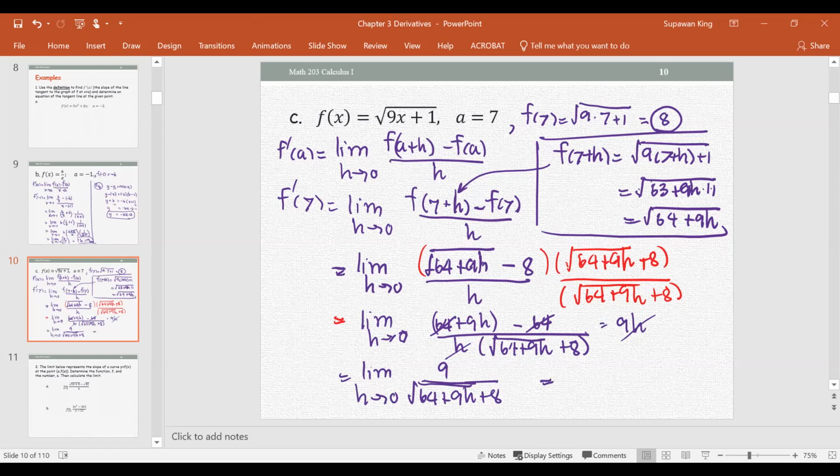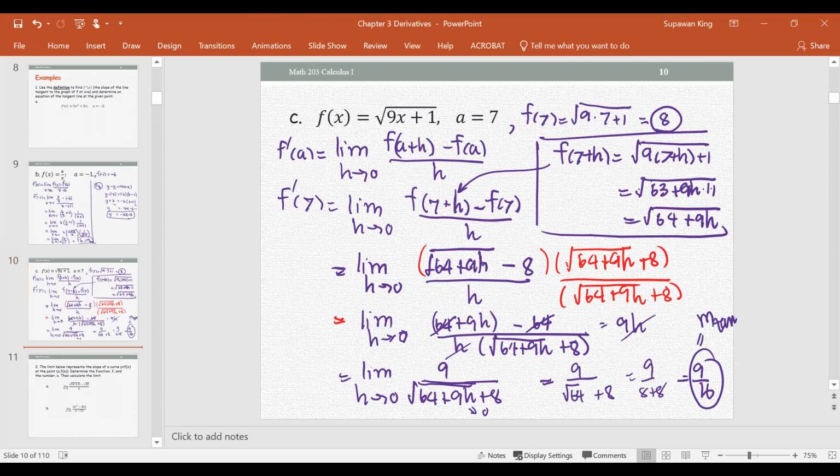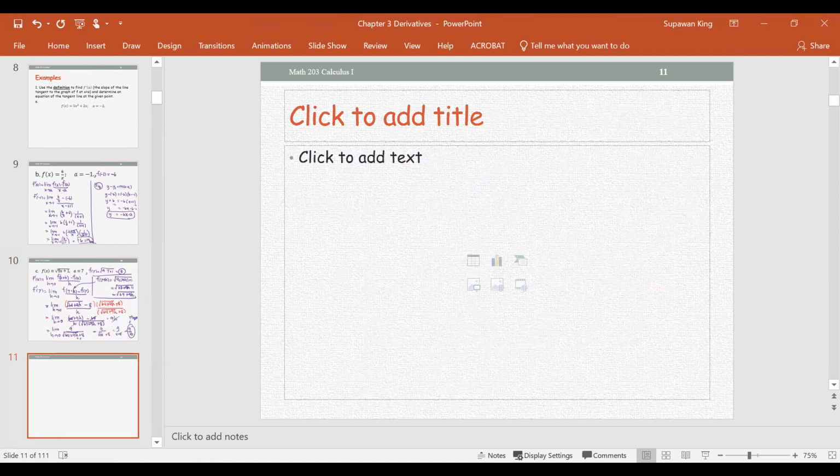And the limit value becomes 9 over the square root of 64 plus 8, which is 9 over 8 plus 8, or 9 over 16, as the slope of the tangent line. So next, we're going to find the equation of the tangent line.